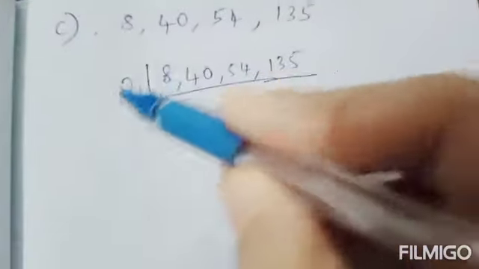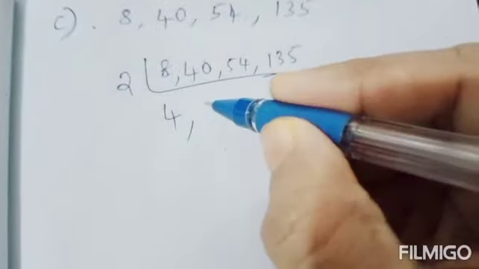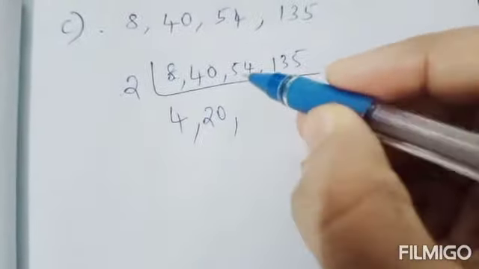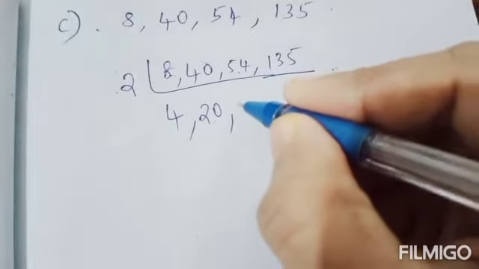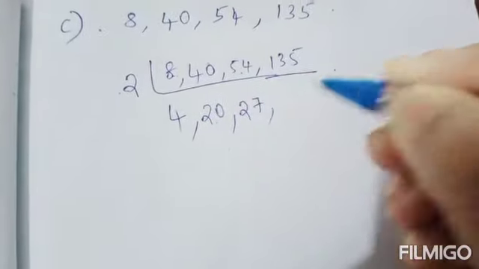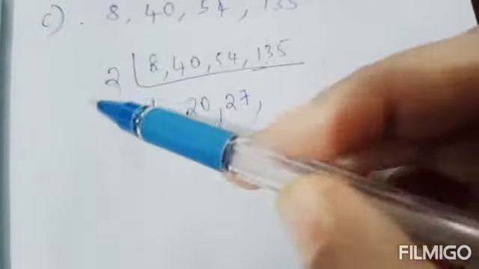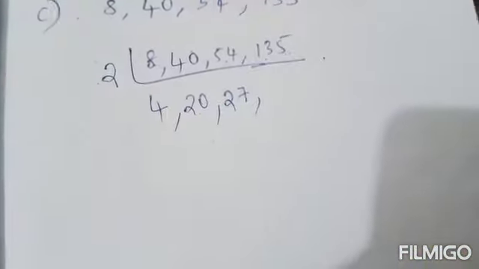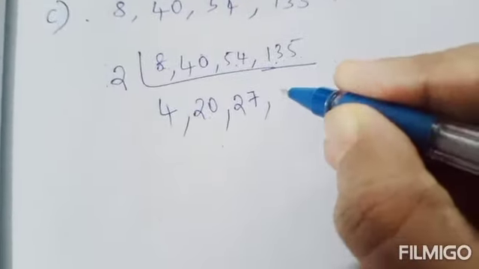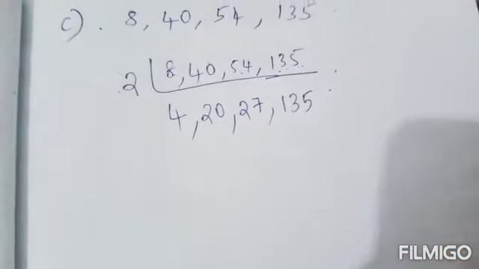Now 8 divided by 2, it is 4. 40 divided by 2, it is 20. 54 divided by 2, it is 27. Now 135, it is not divisible by 2, so don't divide. Write 135 as it is.